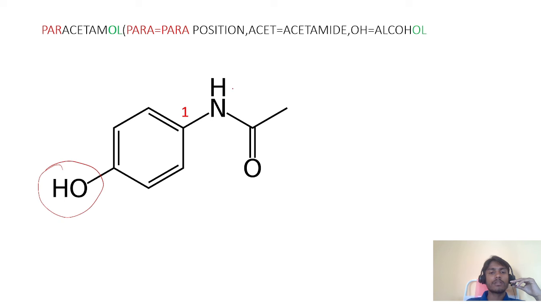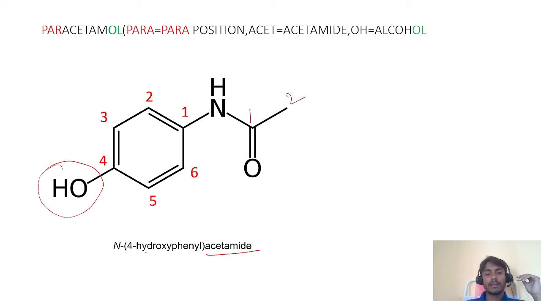A hydroxy alcohol group is there, and here an amide group is there. So the amide group will get first priority, hence we need to start numbering from the amide group. That is acetamide, 1, 2, a two-carbon-containing acetamide. On the nitrogen, what is there? This entire substitution is there, that is 4-hydroxyphenyl located on nitrogen.